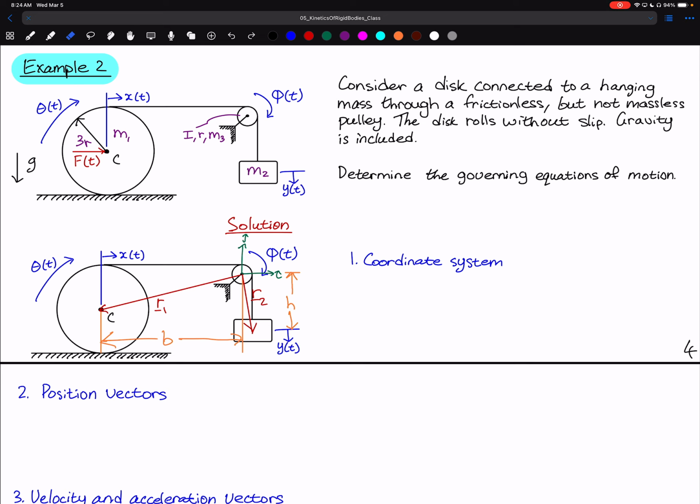We are considering a disk that's connected to a hanging mass through a frictionless but not massless pulley. So this is one of the first key differences here: now we have a pulley that has mass, and we'll need to account for its dynamics. The disk here rolls without slip. So again, we've been told that it rolls without slip, and we're including gravity here, and we're asked to determine the governing equations of motion.